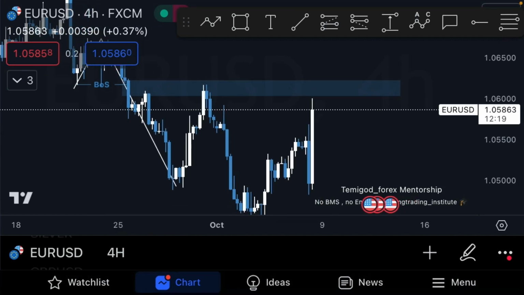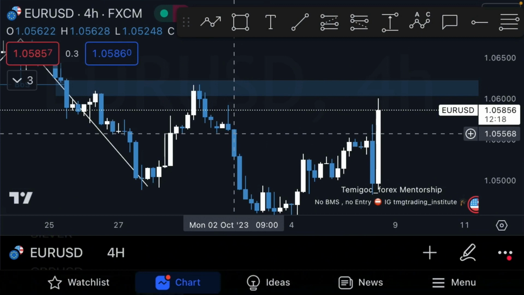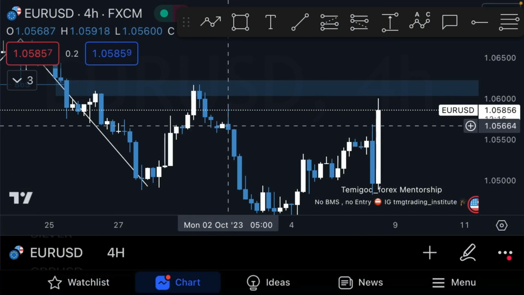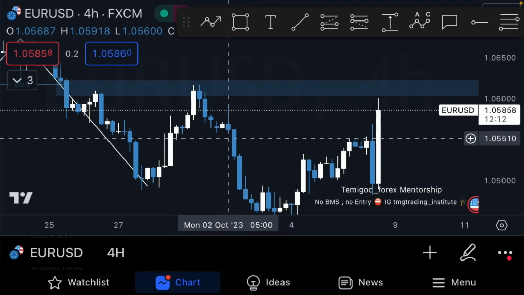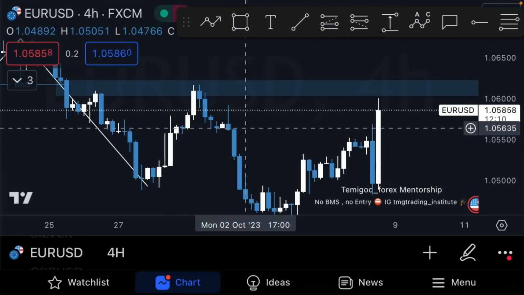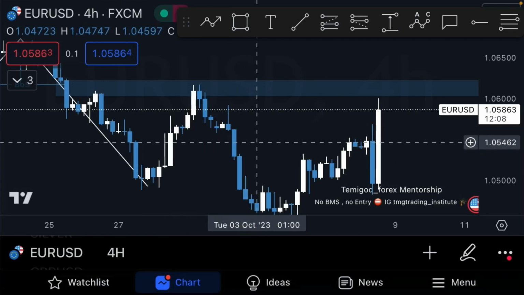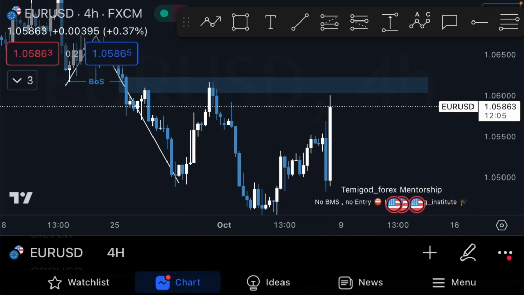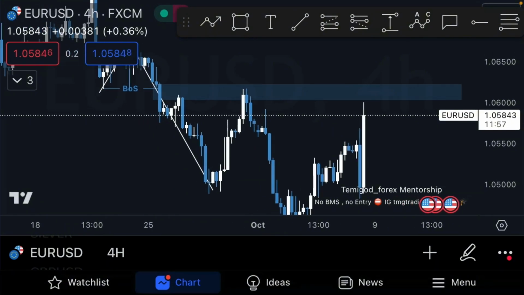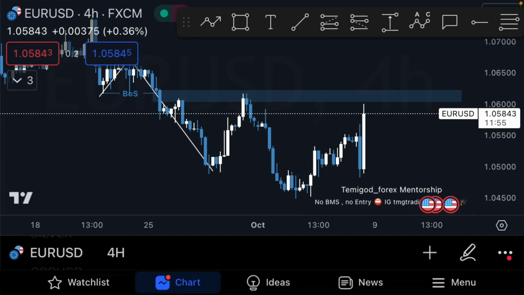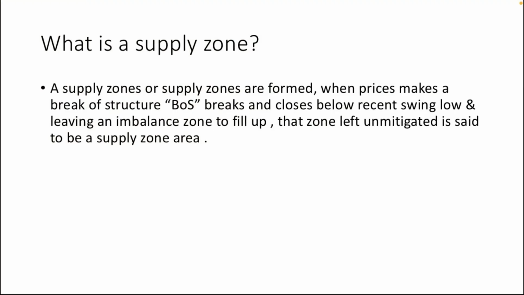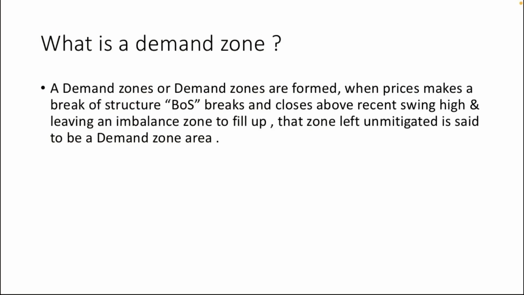Now if you don't understand what imbalance means, this is a clear example of imbalance: two candles that refuse to meet each other with their wick. So that's what an imbalance means. So prices need to fill in this unmitigated area and supply down. So this is what a supply zone will actually look like in most cases. Now let's go to the next topic. Now, what a demand zone would be.